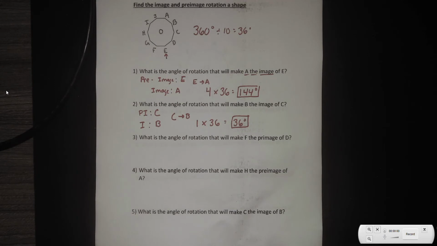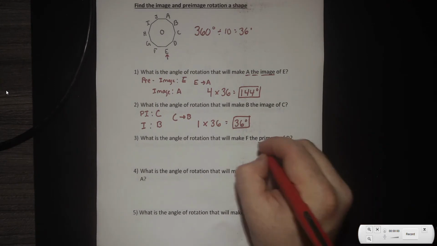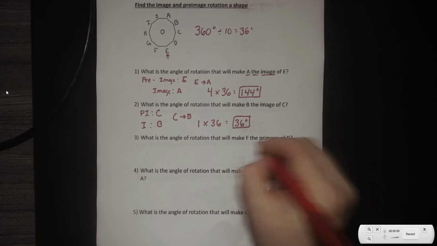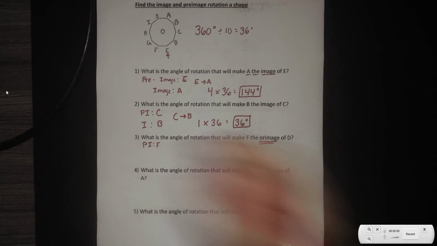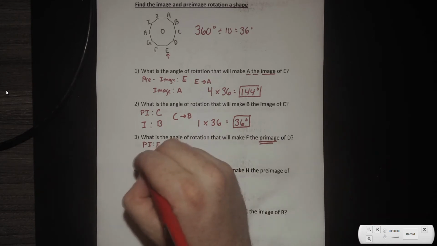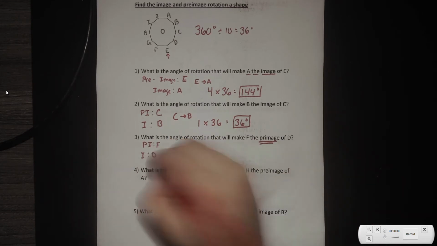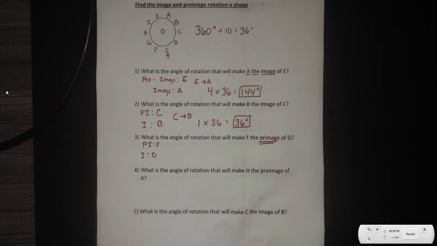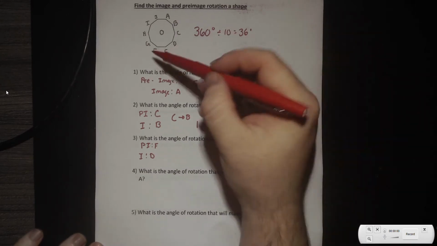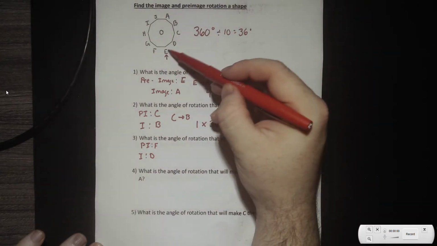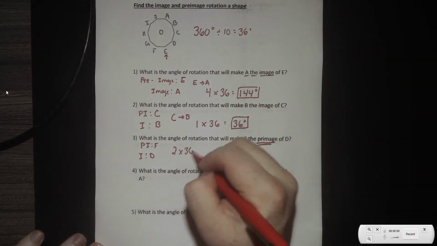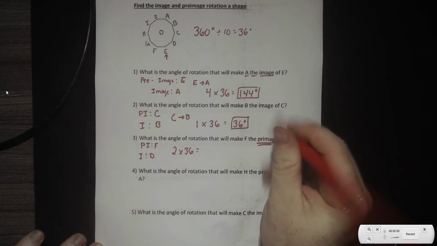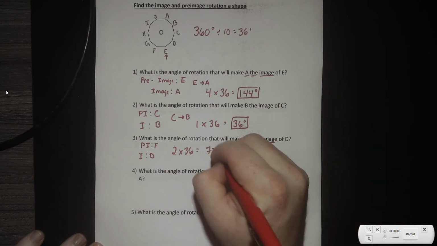What is the angle of rotation that makes F the preimage of D? You've got to be careful, we switched words here. Now F is the preimage, and the image is going to be D. So we're going to start at F. We're going to go 1, 2 to D. 2 times 36 is 72 degrees.